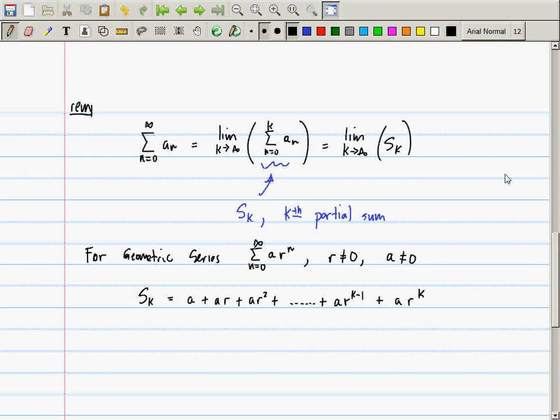Okay, so now I'm going to use a nice little trick that I didn't come up with. Some clever mathematician before me long ago came up with this. So r multiplied by S_k. Let's carry this out and see what it is. It is ar plus ar squared plus ar cubed plus ar to the k plus ar to the k plus 1. All I did was distribute multiplication by r. Any question about how that happened?